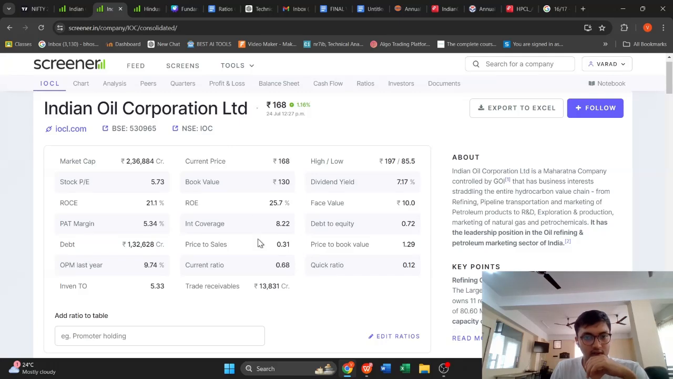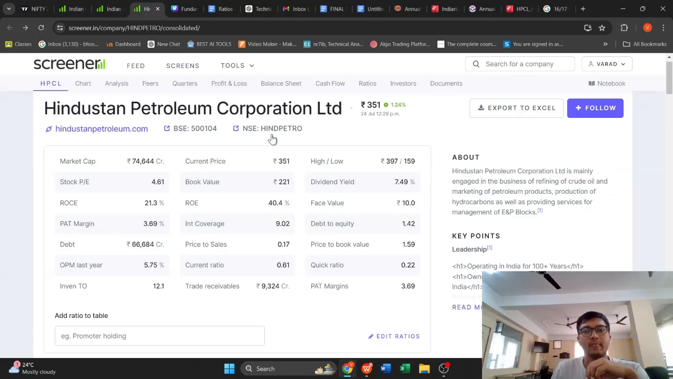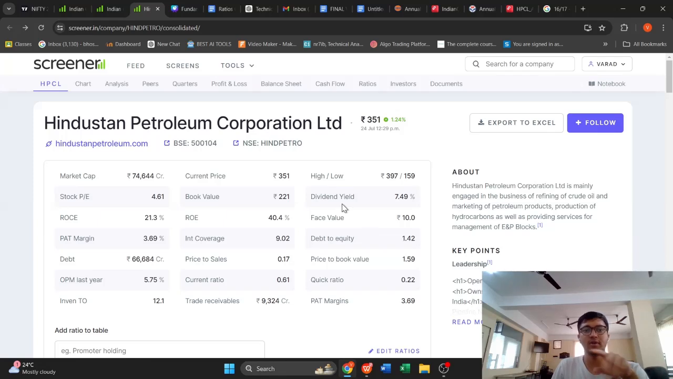And dividend yield. IOCL is giving 7.17% per annum dividend yield and HPCL is giving 7.49, so slightly more in HPCL. But comparing all these ratios, both the companies are doing very good, to be very honest. But in case of HPCL, just because the company is having more debt and it is reflecting on its ROE, I won't be investing into HPCL, I will be choosing IOCL, even though it is giving slightly less dividend yield.